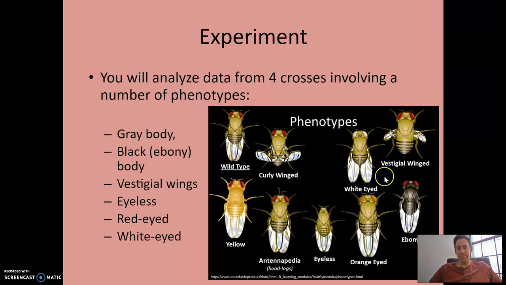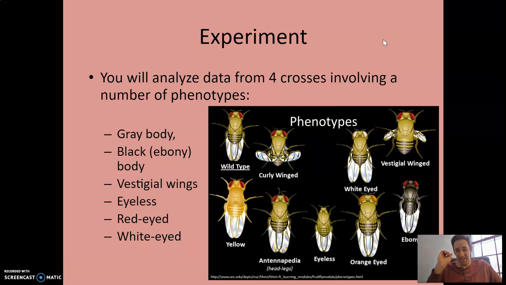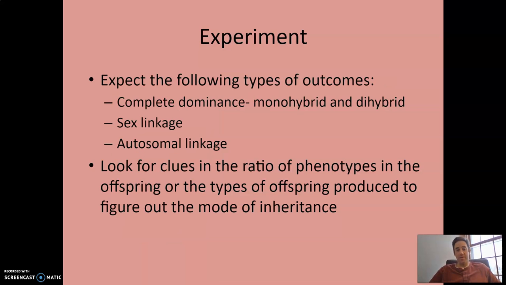So you're going to have these phenotypes, and these are all mutations that geneticists have stumbled upon, or they actually used to irradiate fruit flies to give them mutations, which is kind of mean. So these are all fruit flies that you can just pull up in a catalog and order and play around with. You can expect the following types of outcomes in your data. Of the 4 sets, you're going to see complete dominance. In some cases, there's going to be a monohybrid one and a dihybrid one. You're going to see a sex linkage case, and you're going to see an autosomal linkage. And the key is you're going to look for clues in the ratio of phenotypes of the offspring, or the types of offspring, to figure out the mode of inheritance.